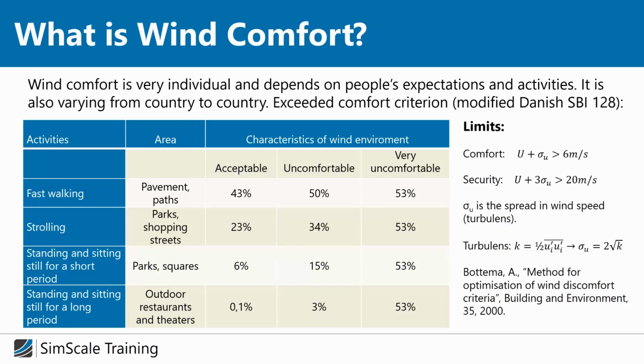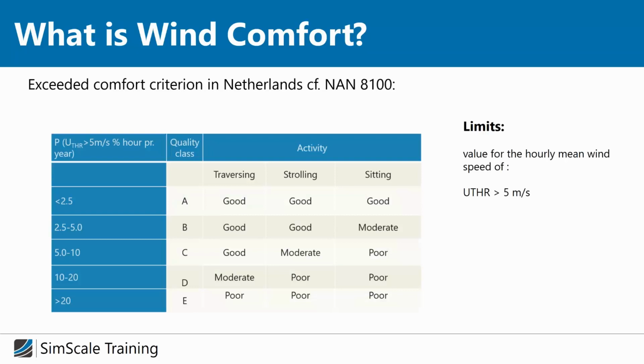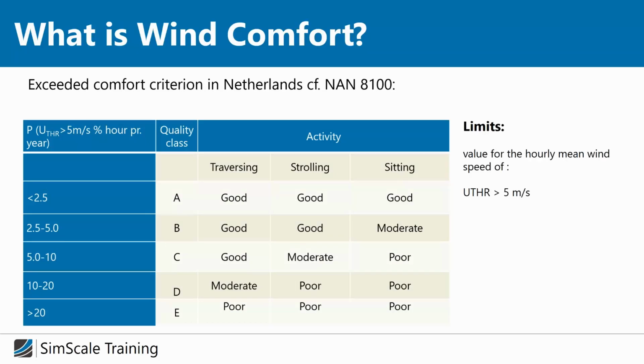The wind is very dependent on turbulence. When you have turbulence, you get less comfort, and so we have a criteria that is the mean speed of the wind plus the turbulence. When you are talking about safety, the turbulence is more important. So we have three times the standard deviation included in the safety criteria, which is not displayed here, but they can be found elsewhere. In the Netherlands, there are some other criteria, just to give you an example from another country.